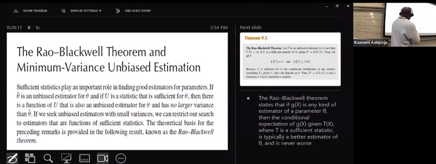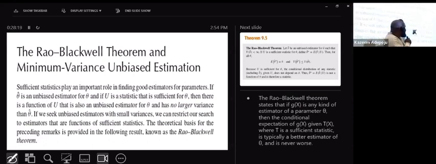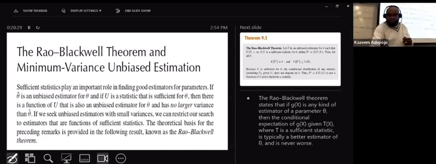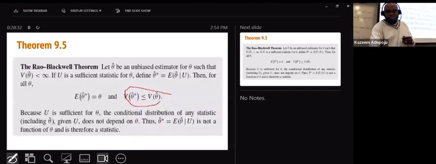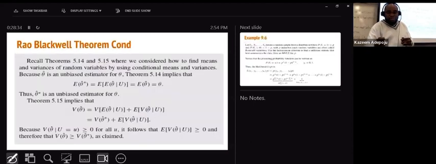It said, then there is a function of U that is also an unbiased estimator for theta and has no larger variance. It has no larger variance than the conventional estimator. How are we going to show that? Please, I need you to be focused right now. I want to show that.